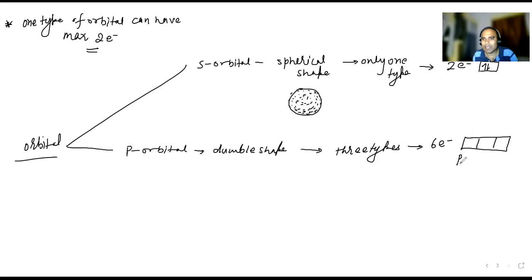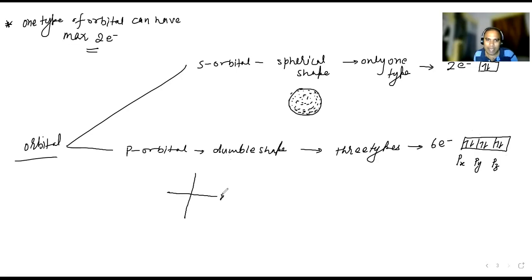So p orbital is there. It is called px. Another is called py. Next one is called pz. So I am mentioning the electrons. Electron filled 1, 1, 1. So 1, here is 2, here is 3. Then it is going to be 4, here 5, here 6. Now if you are making the dumbbell shape, let us have a look.